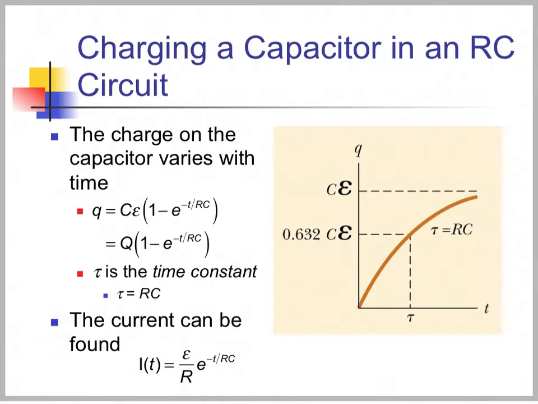So, the charge on the capacitor varies with time, and it starts off at 0. T equals 0, e to the minus 0 is 1, so I get 0, and it increases exponentially to this maximum value, CE. Then, if we wanted to find the current as a function of time, we would take the derivative of this, and the derivative of 1 is 0. It's a constant, and so for the derivative of e to the minus t over RC, we get a minus 1 over RC out front. We plug that in, we're going to get an E over R.